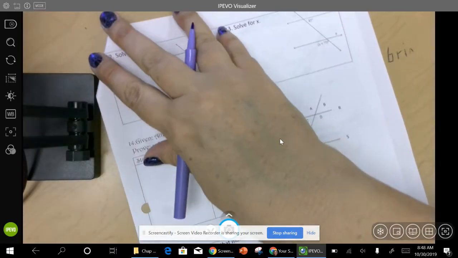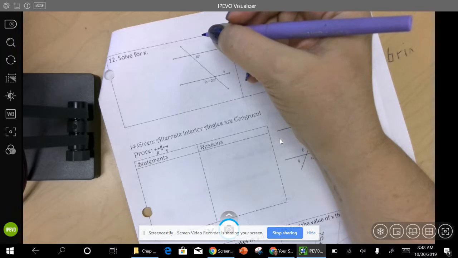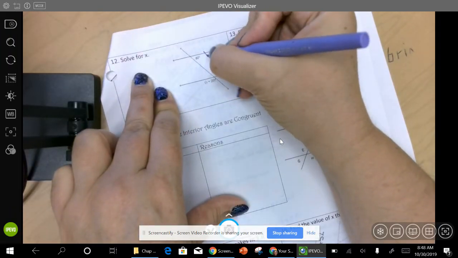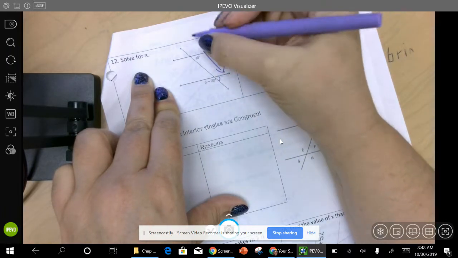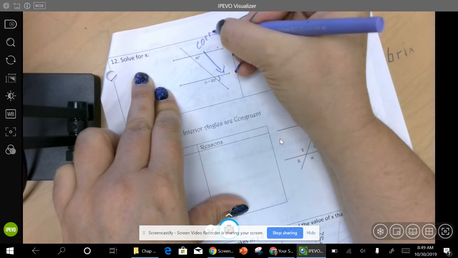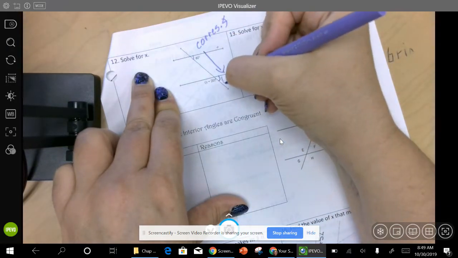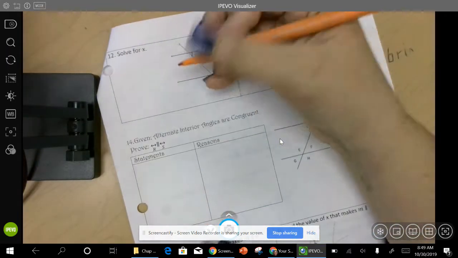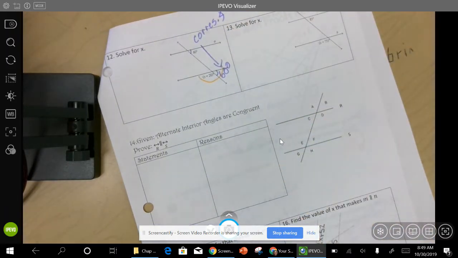Okay, so for this one, everybody, it's going to be solve for x. So it's going to be these two. Okay, so I'm going to bring this down. So I'm going to translate. So this one is corresponding angles. So if this is 60, that means that this is also 60. Okay, and then when I look at these two together, remember they're supplementary, so that's a linear pair.